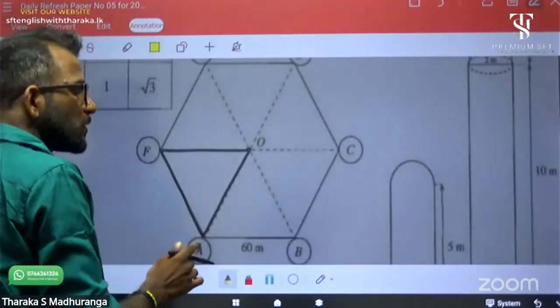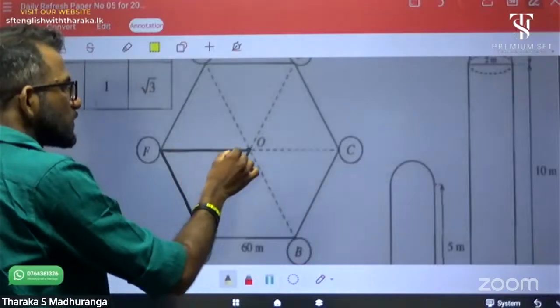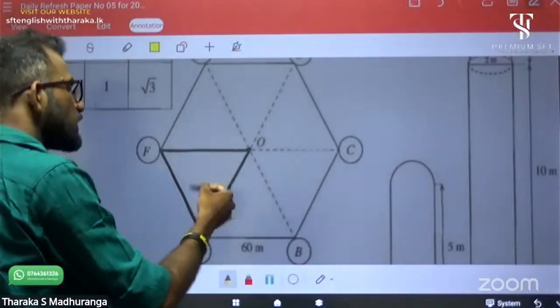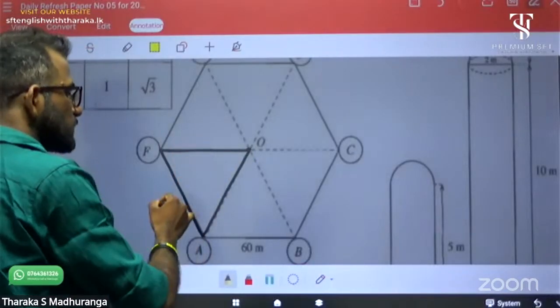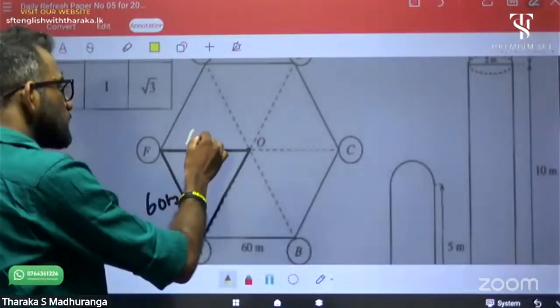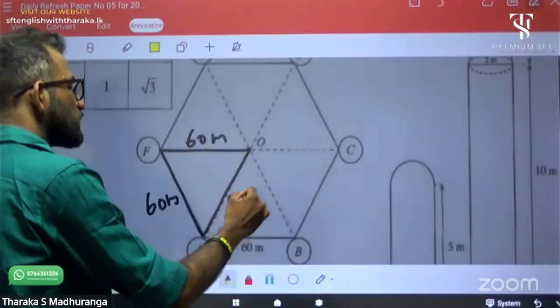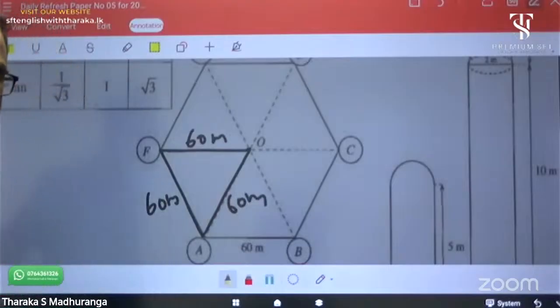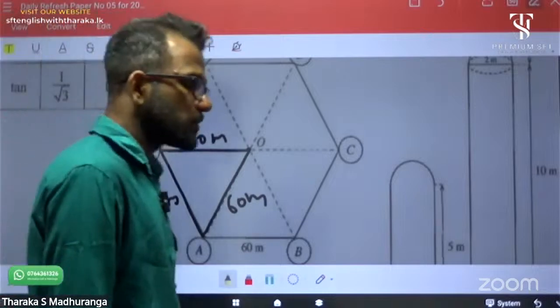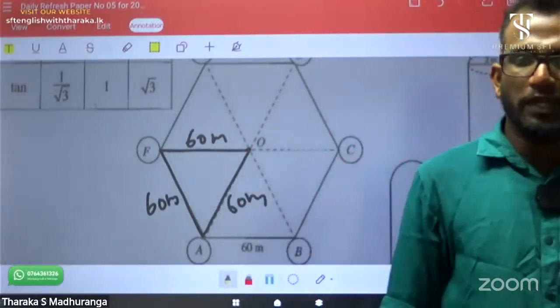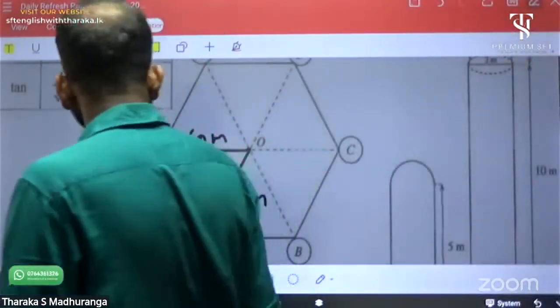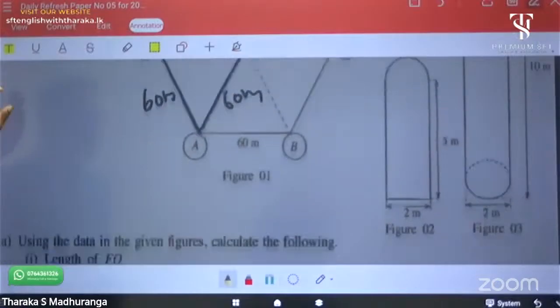In an equilateral hexagon, these triangles are always equilateral triangles: 60 meters, 60 meters, 60 meters. Previously we discussed this. So the answer is 60 meters, because it is an equilateral hexagon. That's the reason. 60 meters, within brackets, equilateral hexagon.